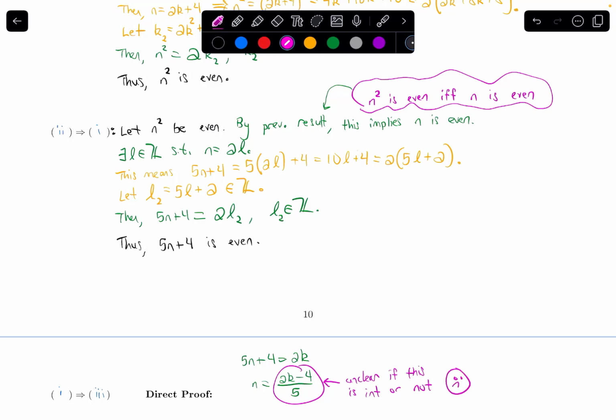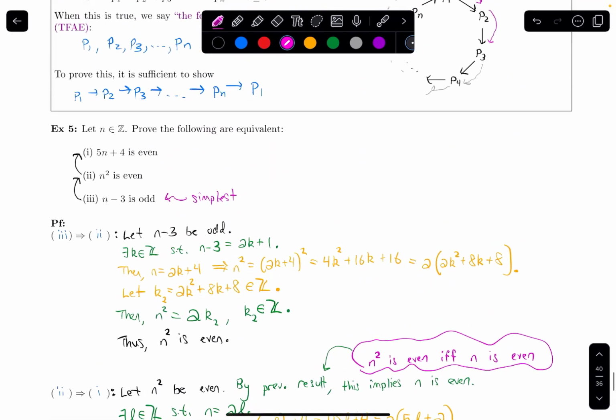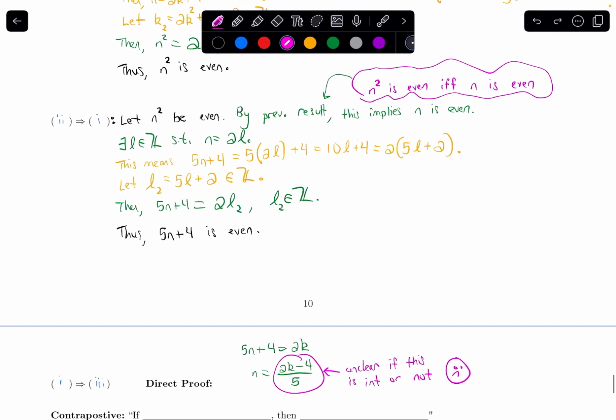So it's going to be really hard for us to establish, if I look at that and I subtract 3, that that's going to be odd. So that's what's making me think maybe a direct proof is not the best way to go. So let's try the contrapositive.